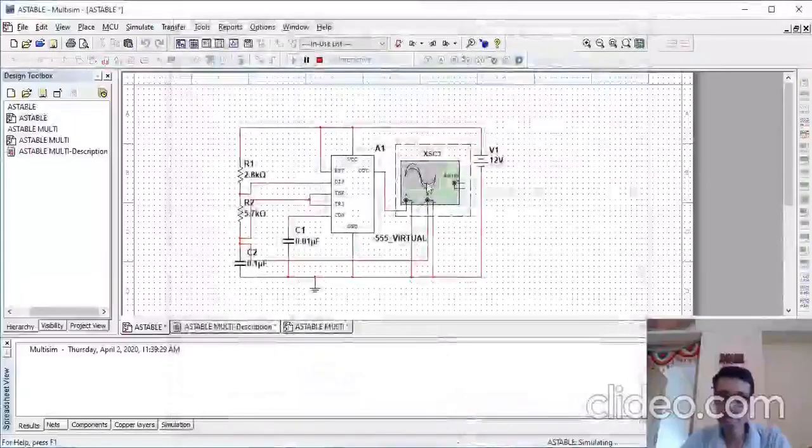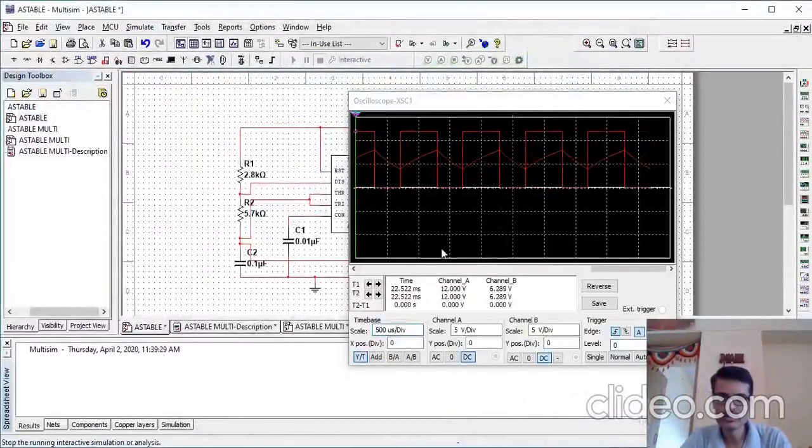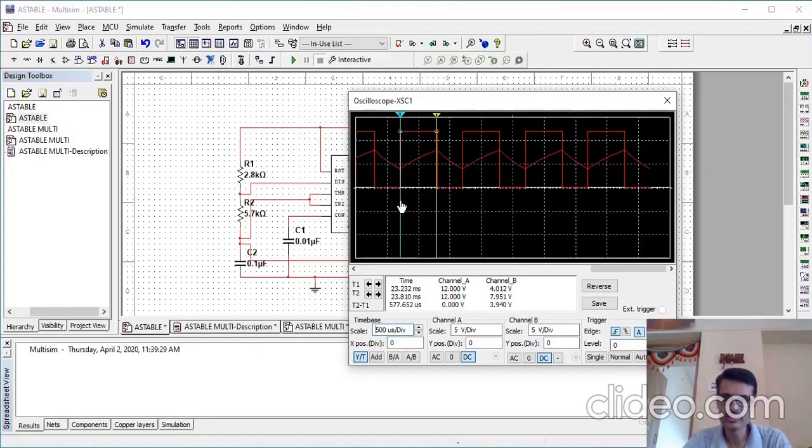Run it again and check the timings. Now if I check the on period and it is matching, it is perfect. Yes, it is 0.577 millisecond, that is the on period. The total time period which you can notice here is around 1 millisecond, which is matching with my design, and this is 397 microsecond, which is equal to 0.4 millisecond. Now it is matching.